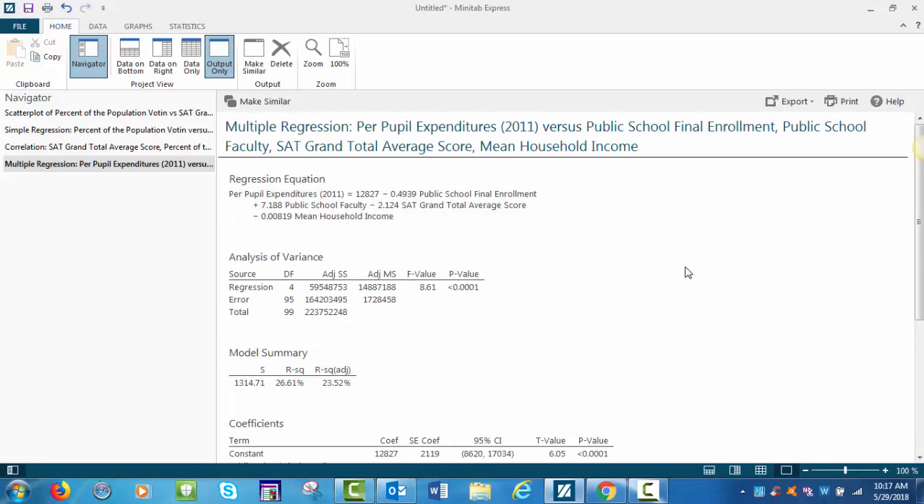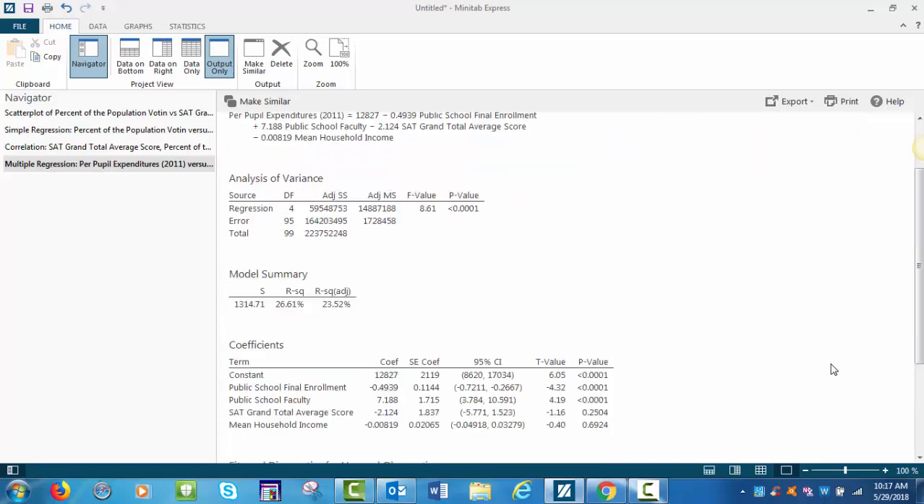Write a verbal description of your findings. If your hypotheses were not supported, suggest possible reasons for lack of support. All the variables were contributing with the exception of the SAT grand total and the mean household income. Why? Use the coefficients here to help you answer that question. R squared, 26.6%, tells me that about 27% of the variation in, you fill in the blank, is explained by, you fill in.